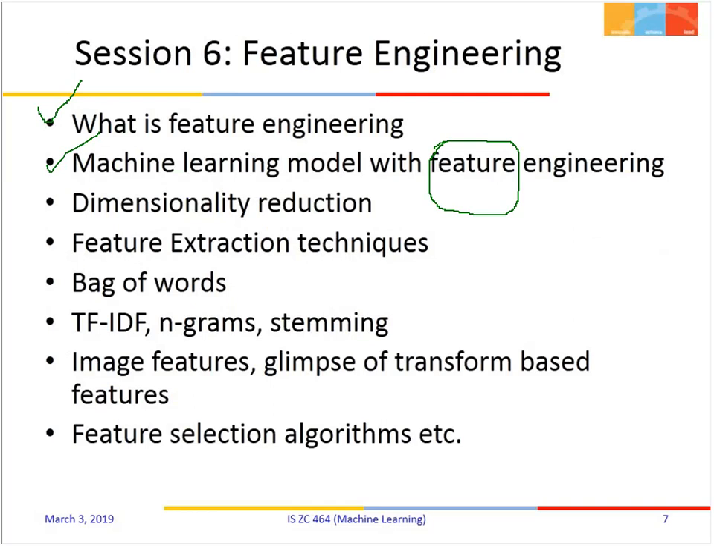Then dimensionality reduction, then feature extraction techniques, and especially the major focus of this session was on text-based features, in which we talked about bag of words, TF-IDF, right? It actually was a very established technique. That is why we discussed this for text processing, what is meant by n-grams, what is meant by stemming. Anybody can recall what it means by stemming?